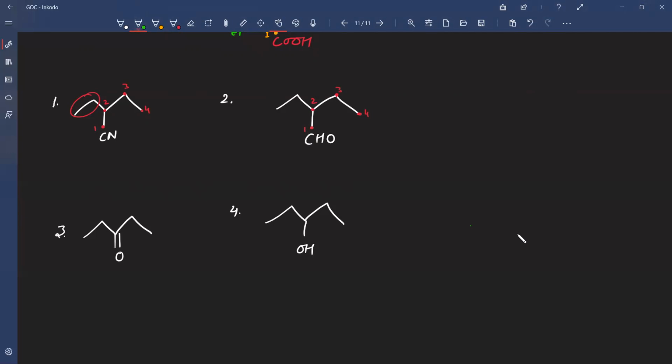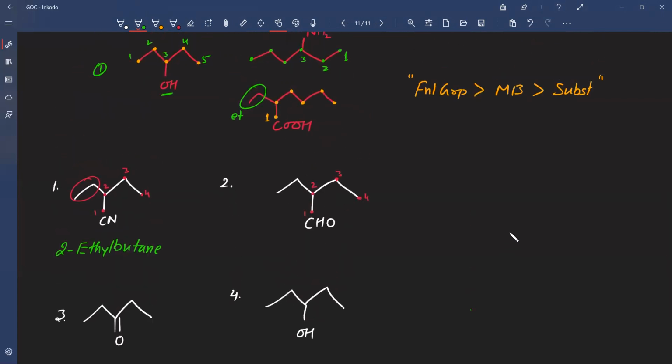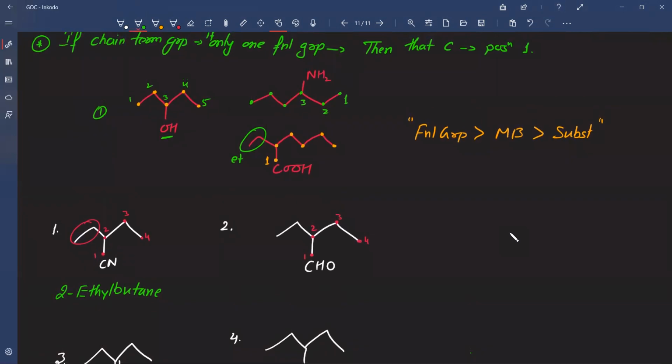1-ethyl propane nitrile. No, wait. 2-ethyl propane nitrile. No, butanenitrile. Yes, butanenitrile. I think it should be propanenitrile because for nitrile you're using CN. I told you earlier, right? If you see the above, that carbon has to get position one. If this is the first carbon, second carbon, third carbon, fourth carbon, then the main chain has four carbons. That's why we say chain terminating. The chain terminates at that carbon. That means it is part of the chain.